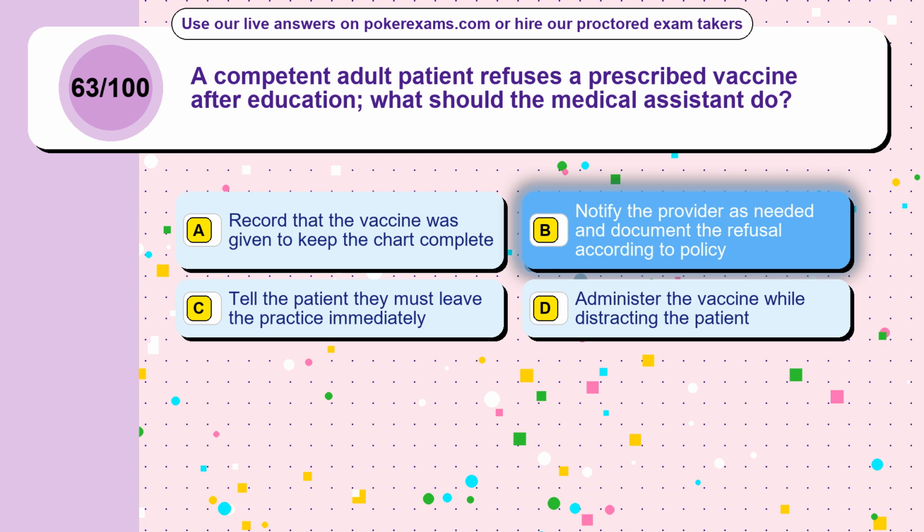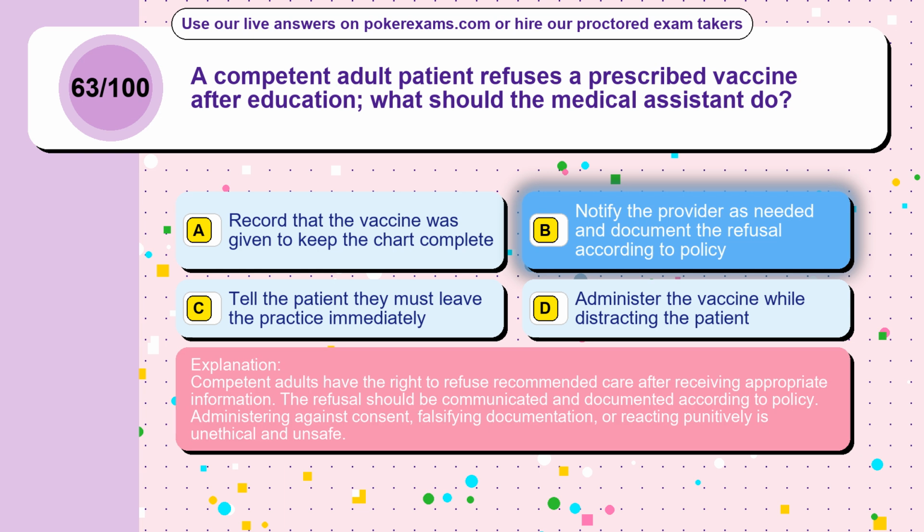The correct answer is option B. Notify the provider as needed and document the refusal according to policy. Competent adults have the right to refuse recommended care after receiving appropriate information. The refusal should be communicated and documented according to policy. Administering against consent, falsifying documentation, or reacting punitively is unethical and unsafe.